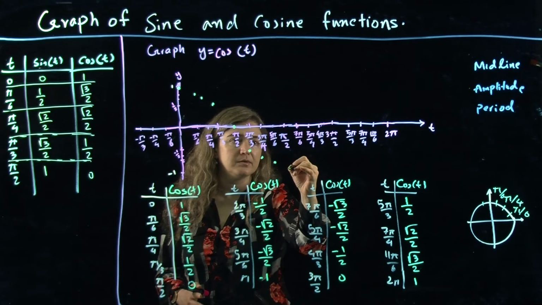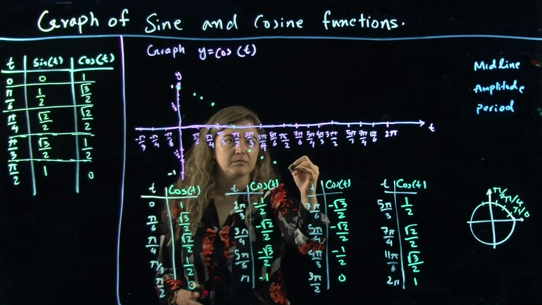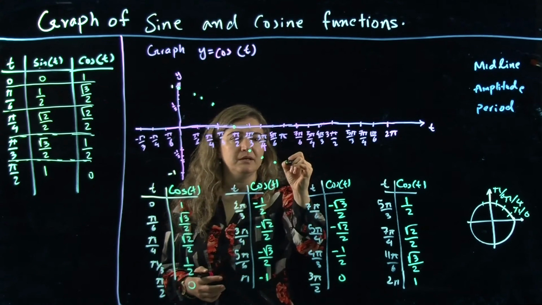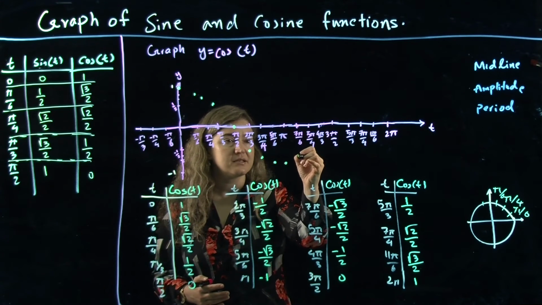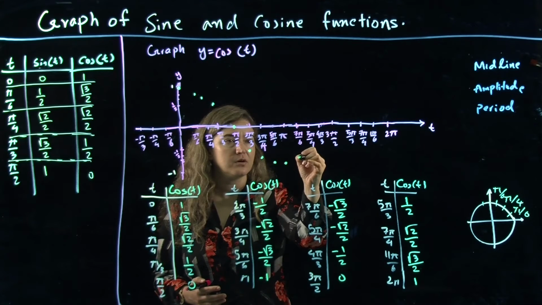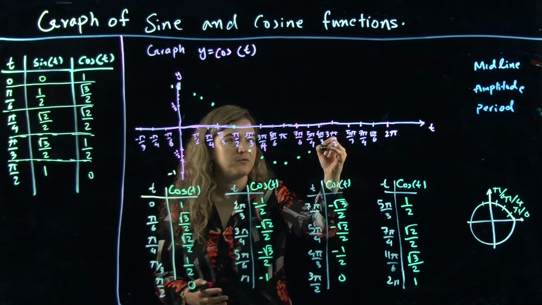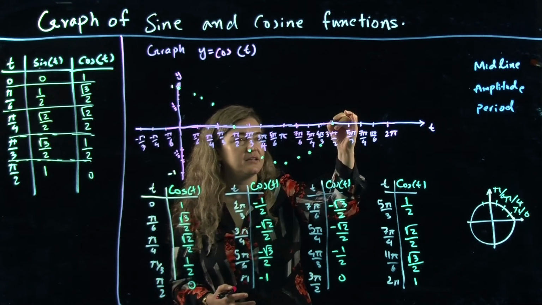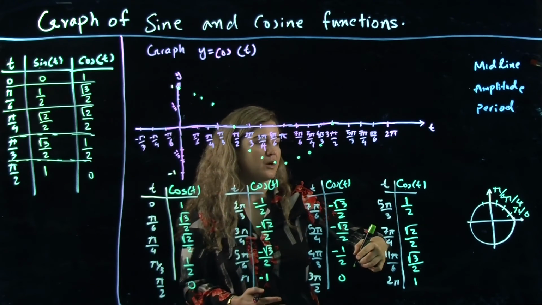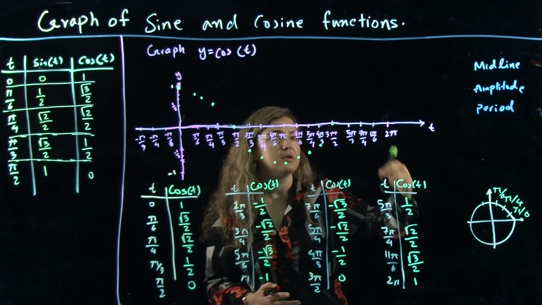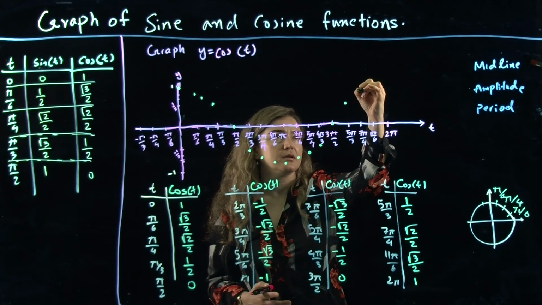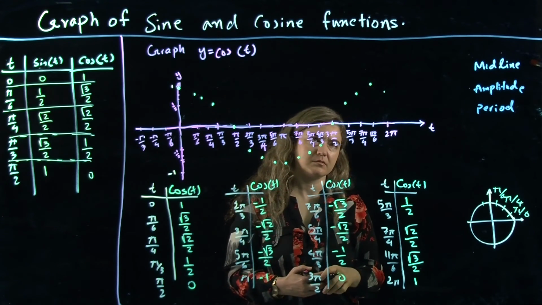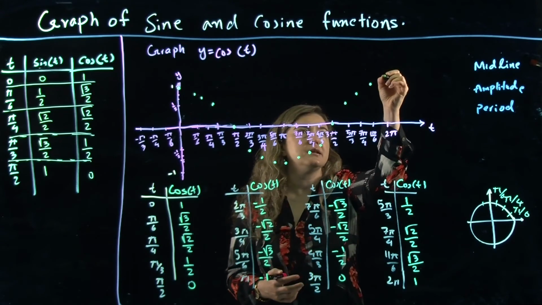At pi, and this one is pi, not pi half, we get negative 1. At 7 pi sixth, we get negative square root of 3 over 2, negative square root of 2 over 2 for 5 pi fourth, negative 1/2. These are negative, and 0, and then we are down to our last column, 1/2. And square root of 2 over 2, square root of 3 over 2, and 1 is the last one.